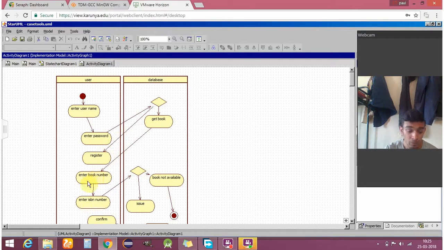Now, once the get book function is called, the user is asked to enter the book, and then he has to enter the ISBN number, and then this data is again validated, and if the book is available, then the book is issued. Else, if it's not, then it exits.